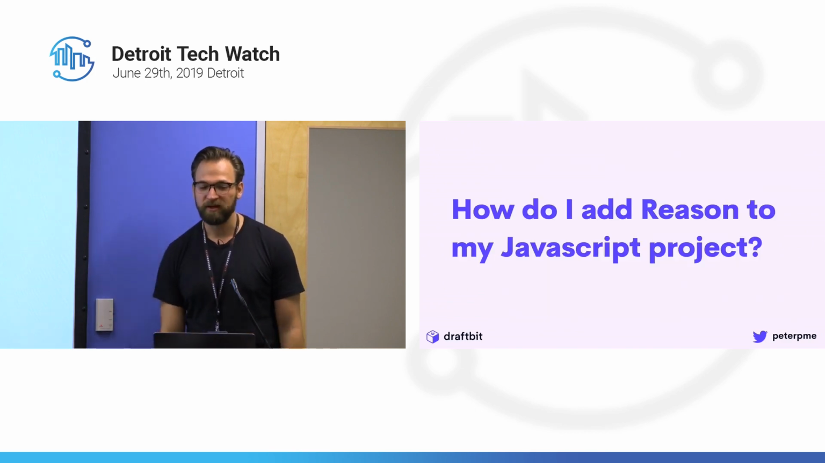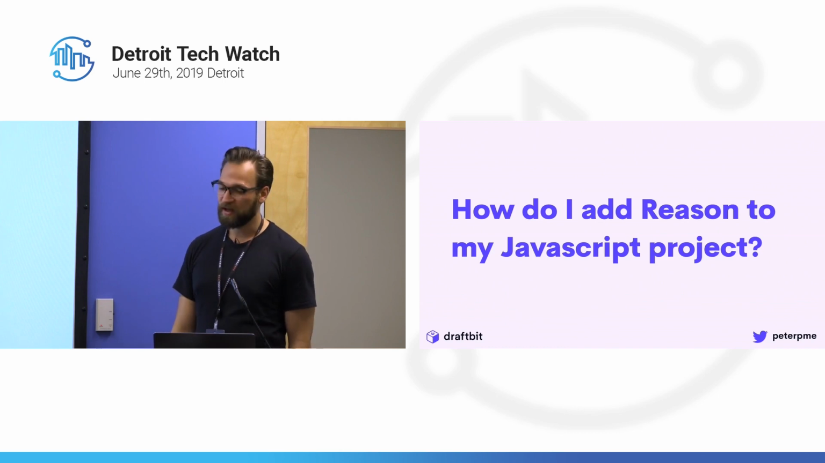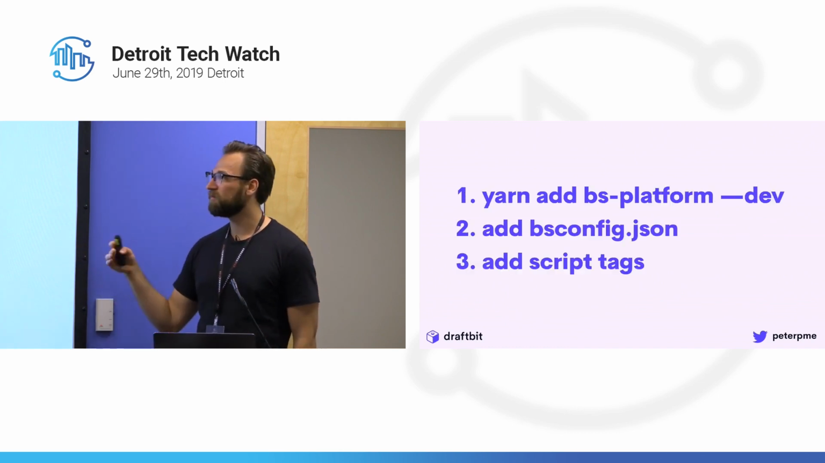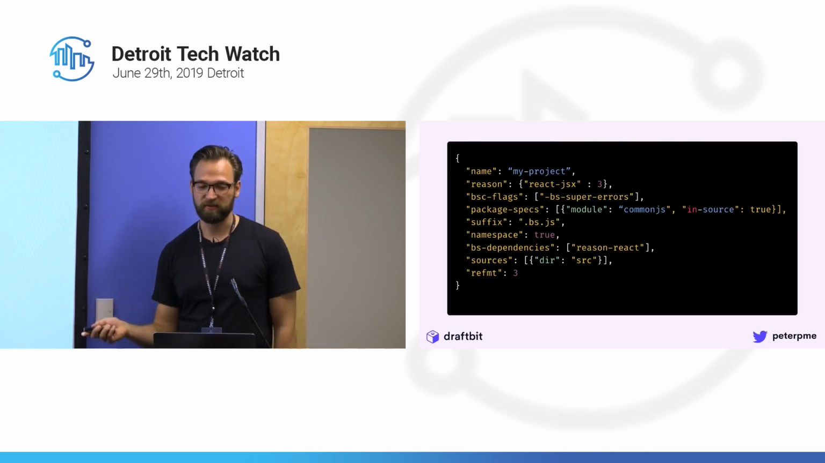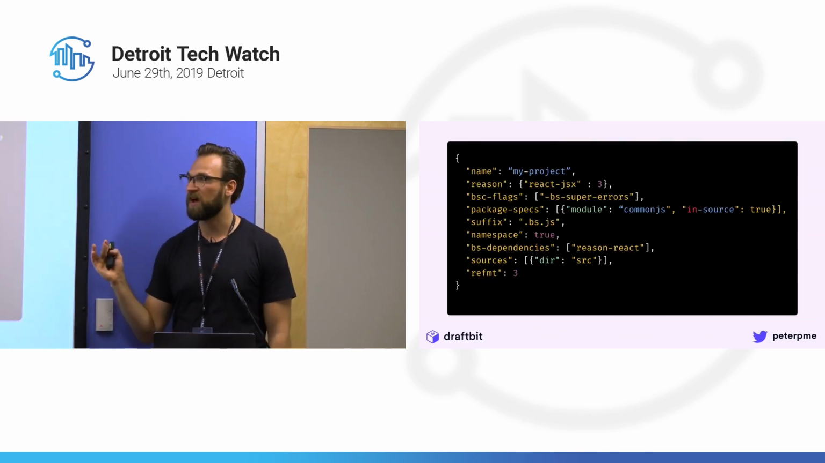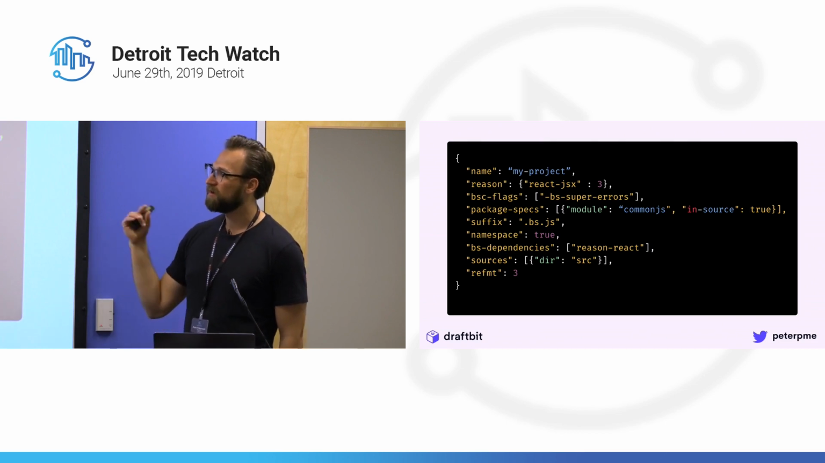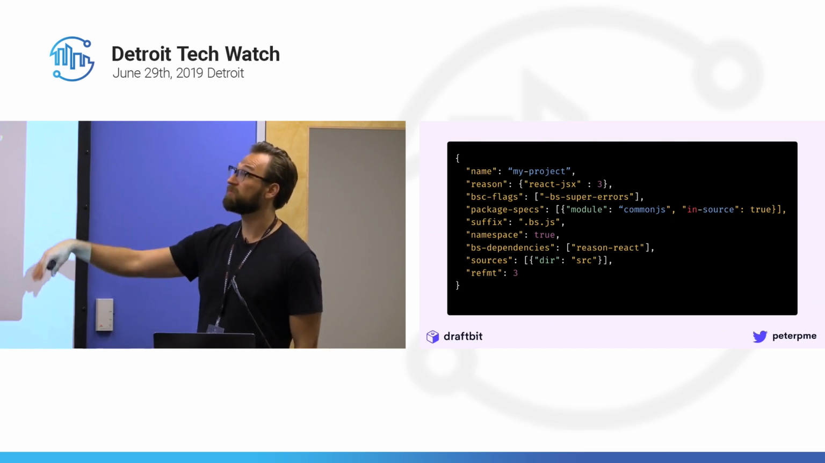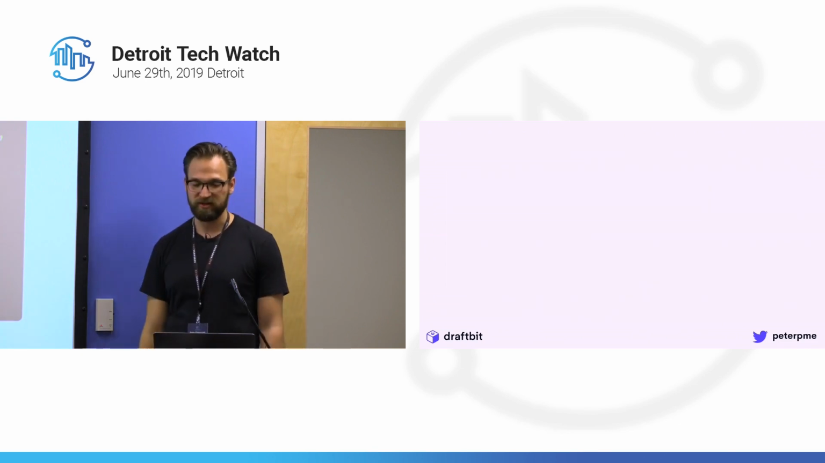Now, how do you add Reason to a JavaScript project? It's pretty straightforward. Just 3 things. Add the BS platform, add the config file, and the script tags, right? And this is a super boilerplate file. It's sort of like your package.json, right? There's a few extra things that you end up adding here, but these are more or less the same, right? It's the same every time.